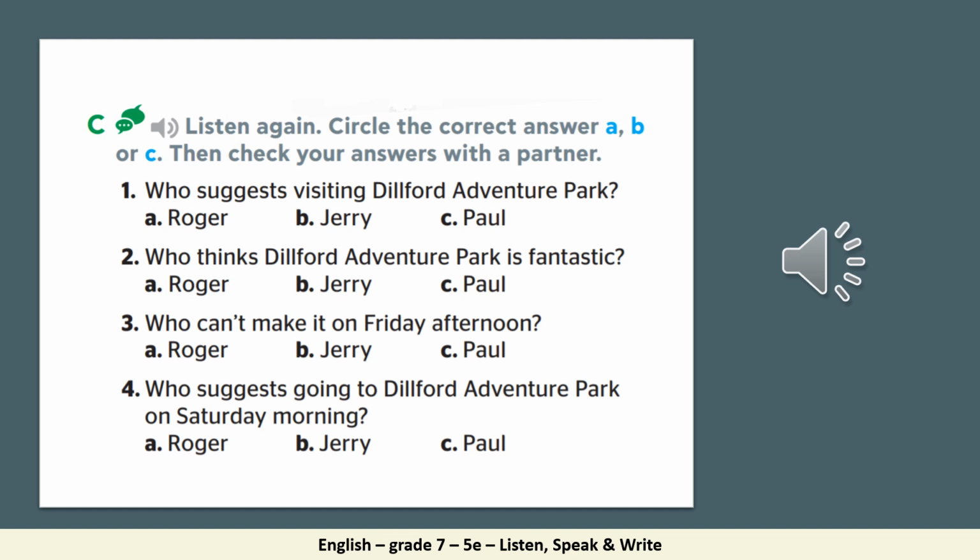C. Listen again. Circle the correct answer A, B, or C. Then check your answers with a partner.